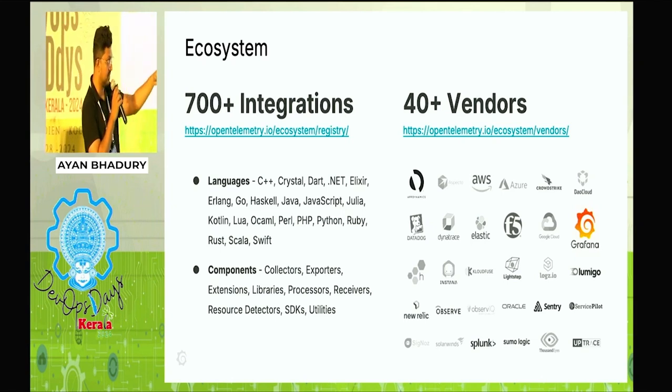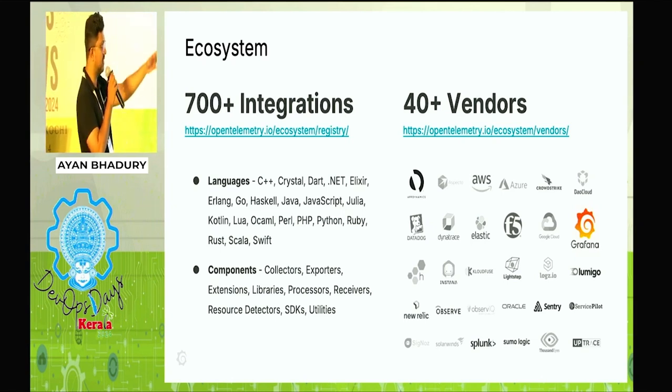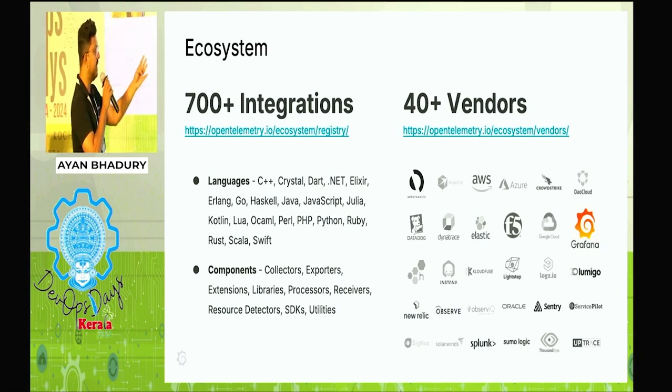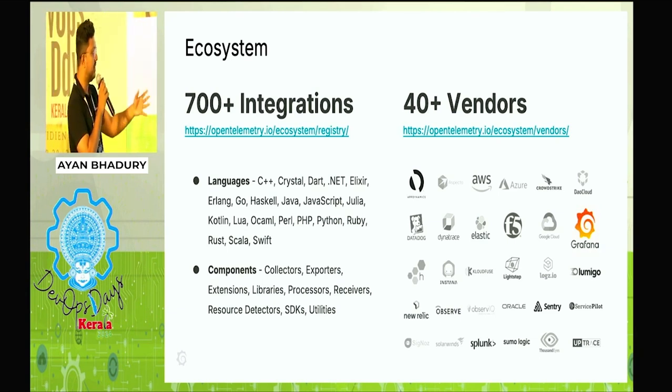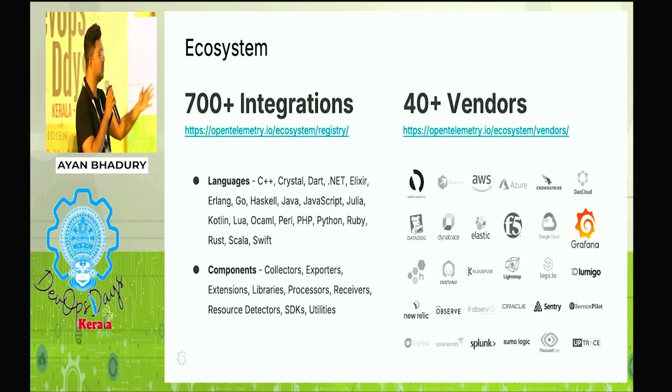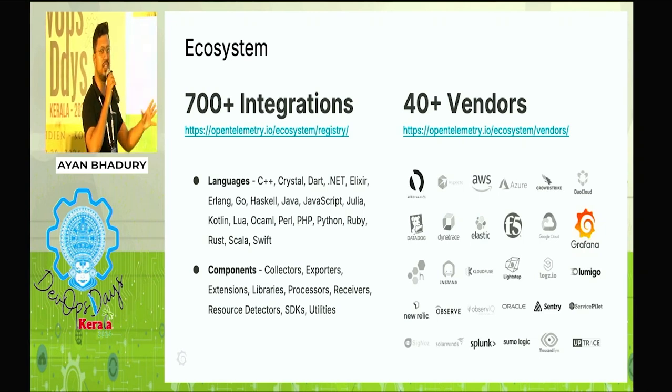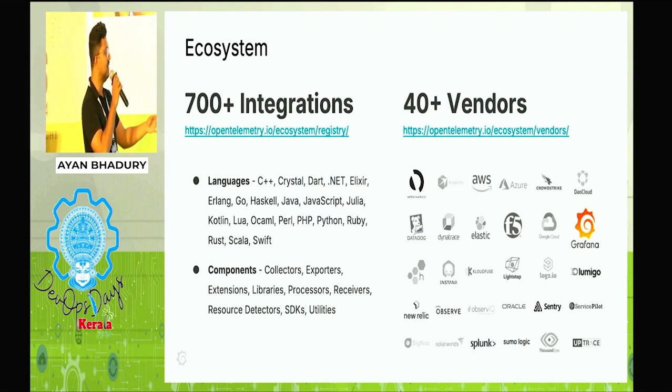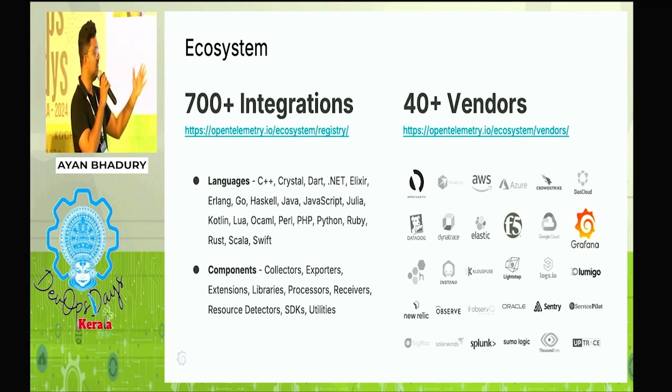And the vendors. A lot of vendors are now OpenTelemetry compliant: AWS, Grafana, Datadog, Dynatrace, Elastic. So you have a lot of options. You are not stuck to one vendor right now. Let's say you are using AWS and for some reason you want to switch to Elastic or maybe Grafana at a later stage, you are free to do that.